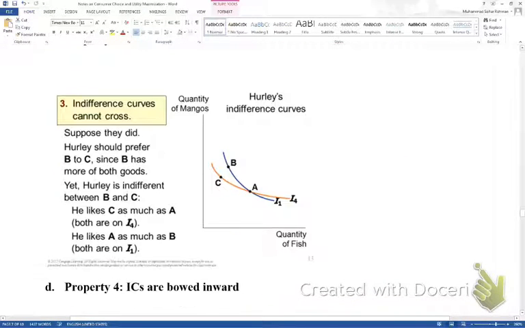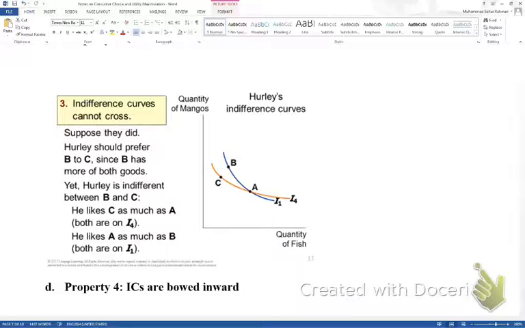The next property of the indifference curve is very, very important. So let's look at what the property is. The property is that indifference curves cannot cross each other. Let's imagine, in order to prove that indifference curves cannot cross each other, let's assume that they do.